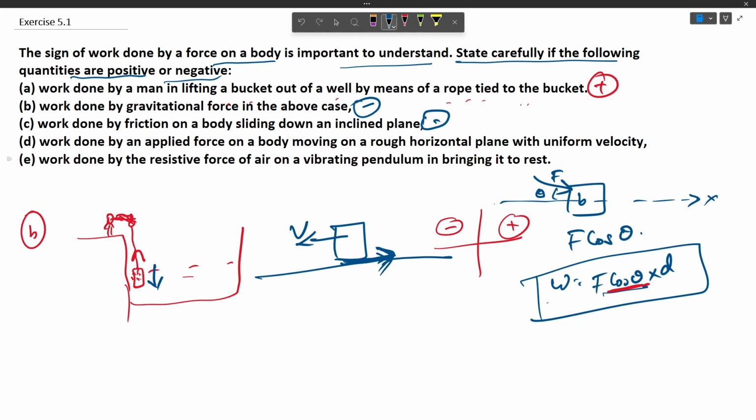Now fourth, we have work done by an applied force on a body moving on a rough horizontal plane with uniform velocity. The question here asks what is the work done by the agent that is applying the force. Let us assume that this object was being pushed by a man with a force F. It may be variable or constant, it doesn't matter here. It is just saying that the body is moving at a constant velocity. So the man is applying a force in this direction and the body is moving in the same direction. So the work done by the man is going to be positive.